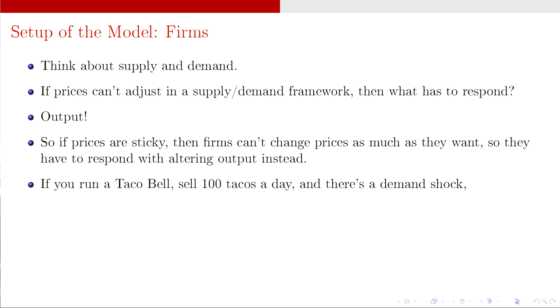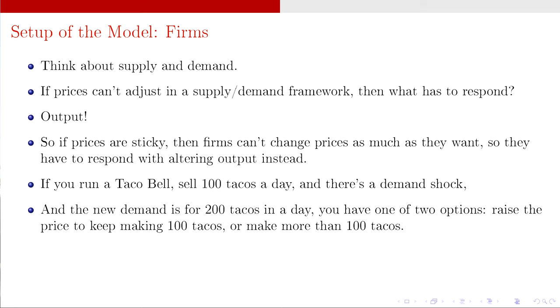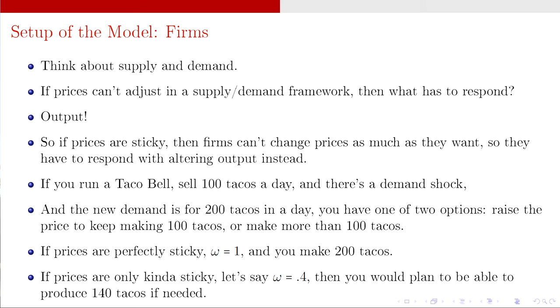Well, I gave the example a little prematurely. If you run a Taco Bell and sell 100 tacos a day, and there's a demand shock, the new demand is for 200 tacos. You have one of two options: raise the price to keep making 100 tacos, or make more than 100 tacos. If prices are perfectly sticky, that means omega is equal to 1, and you're stuck making 200 tacos. If prices are only kind of sticky, say omega is 0.4, then you can plan to produce 140 tacos if needed, because your price went up a little bit, but it didn't go up all the way.